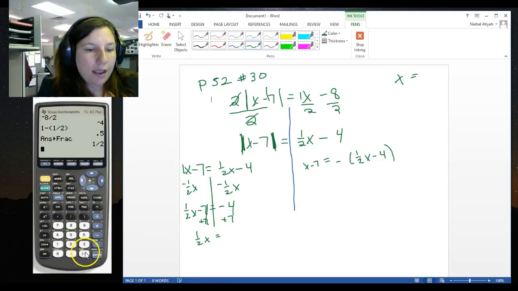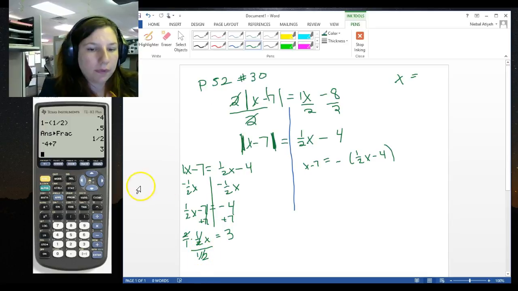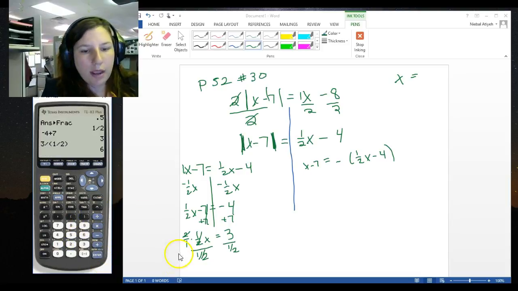Okay, and then again, just using the calculator to make sure that I am not making a mistake with my negatives. Okay, and then we've got 1/2 times the x. You can undo that by multiplying by 2 over 1, so it cancels. It also would be correct to say I'm going to divide by 1/2. So if I do 3 divided by 1/2, I get x equals 6.